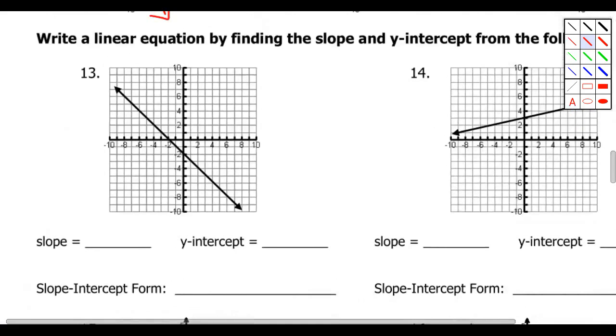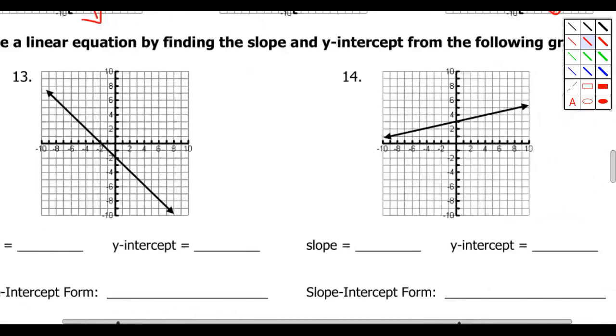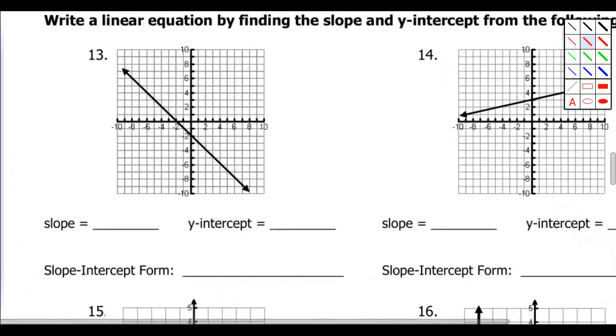Write a linear equation by finding the slope and y-intercept from the following graphs. The y-intercept is almost always really easy. So where does our y-axis hit our graph? Well, in this case, right there at -2. So that point right there is -2, 0. The slope, now I need 2 points to find the slope. I just have -2, 0. And then I also have, let's see, how about right over here, -2.